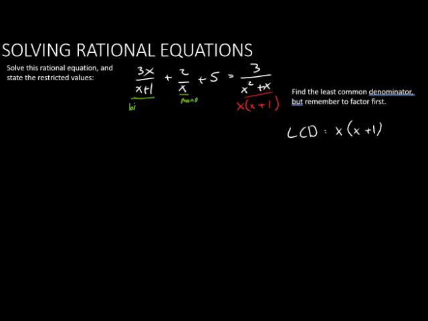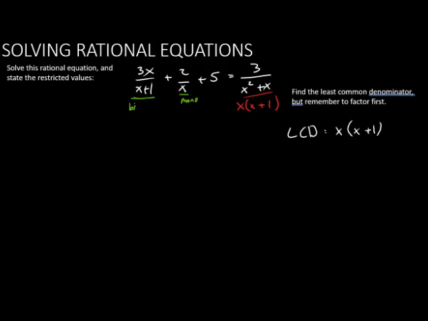Our plus 5 does not have a denominator, so we don't have to include that. Our final denominator is x times x plus 1, which we already have in our LCD. Therefore, our LCD will equal x times x plus 1.